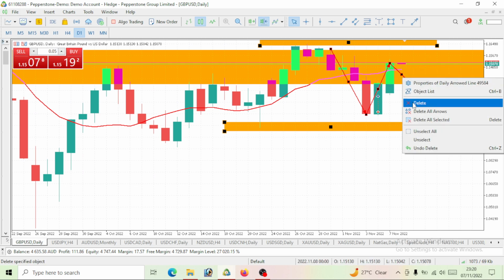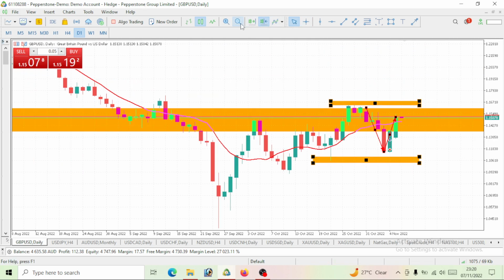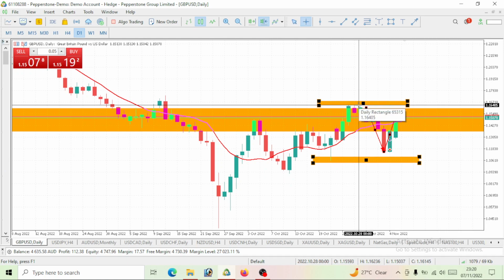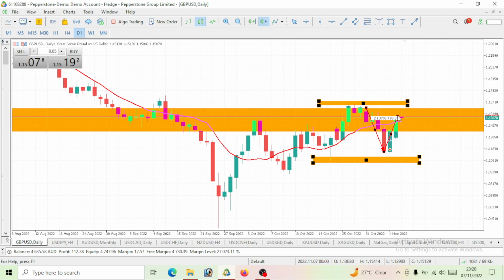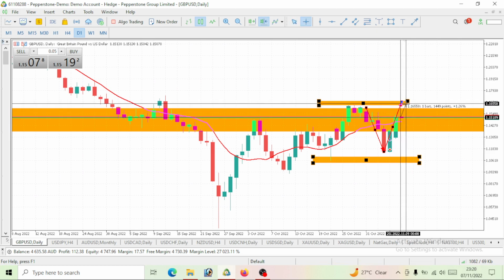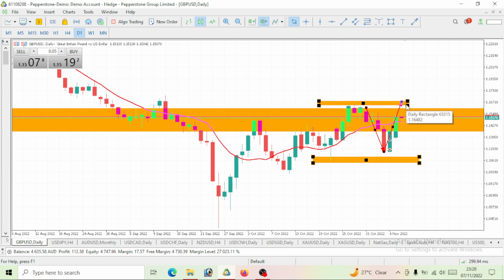But our aim on this GBPUSD is one thing: we should be able to take out this high. This is the level we are aiming to take out. This is what I want you guys to watch out for. This is a level of 1.16405. So we want to see it push up to take it out. So that's it. We still have about 100 and close to 150 pips bullish move to be made on GBPUSD.